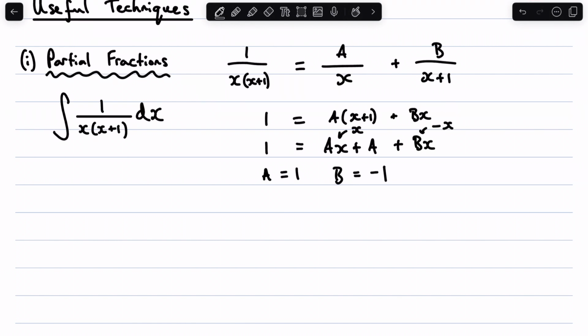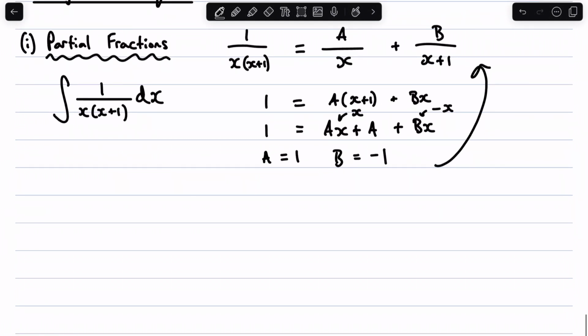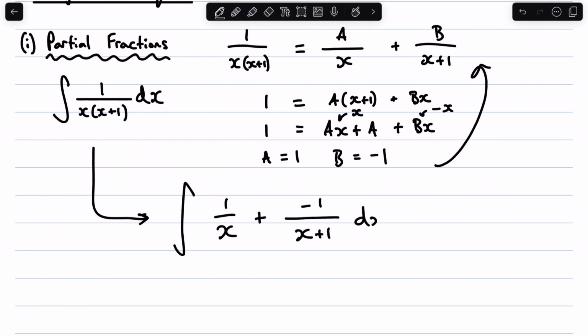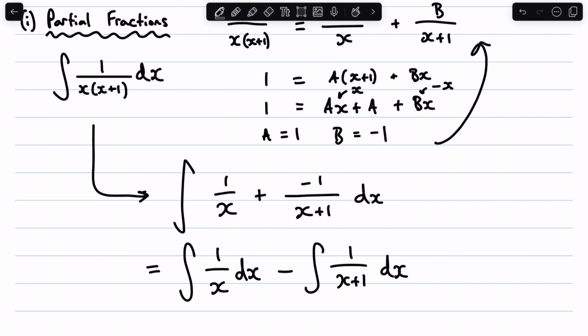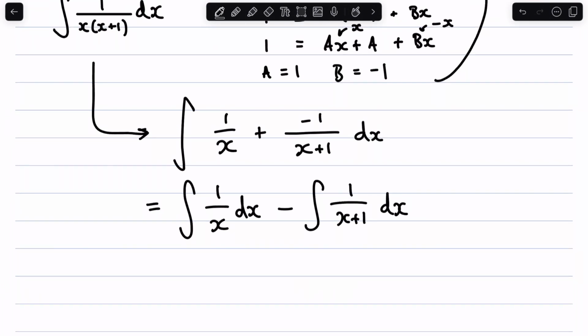And if we sub that back in up at the top, it would result in this integral being equal to the integral of what is A, well that's 1 over x, plus what is B, it's minus 1 over x plus 1. And now we can see this is just two separate integrals. We've got the integral of 1 over x dx minus the integral of 1 over x plus 1 dx. Doing this has made it much more simple to work out.